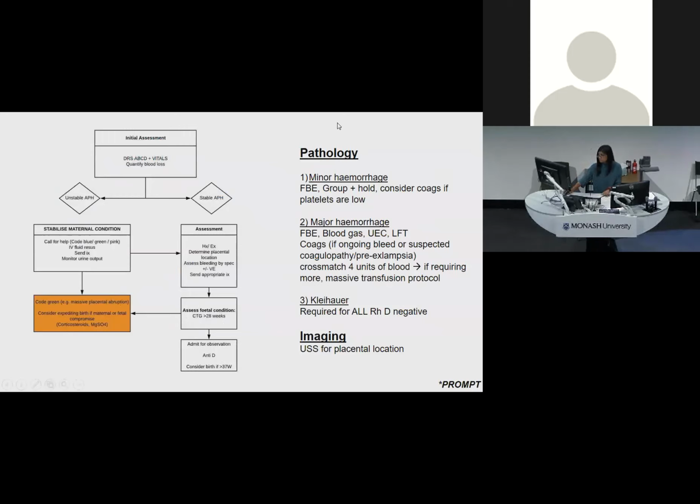The pathology that you order depends on whether it's a minor or a major hemorrhage. And I guess the main thing to remember is you want to either group and hold or cross-match bloods and start a massive transfusion protocol. Anti-D is required for all rhesus D negative, so in your history and examination or your investigations, always find out what blood group they are. And then your imaging is just your ultrasound.